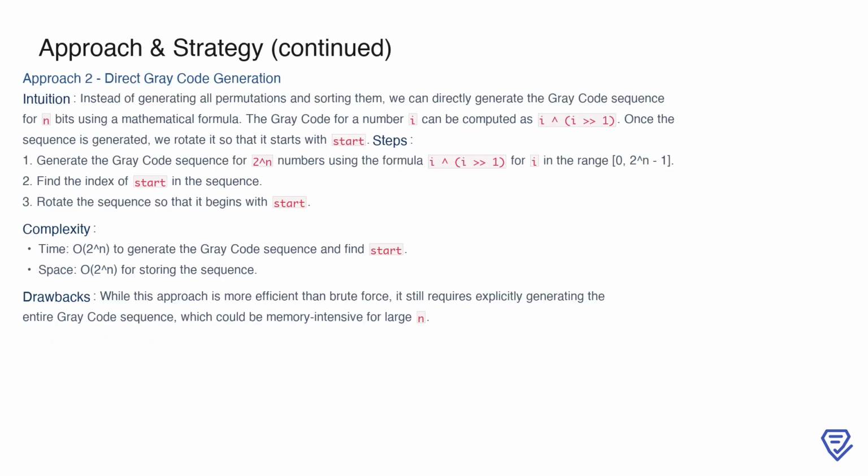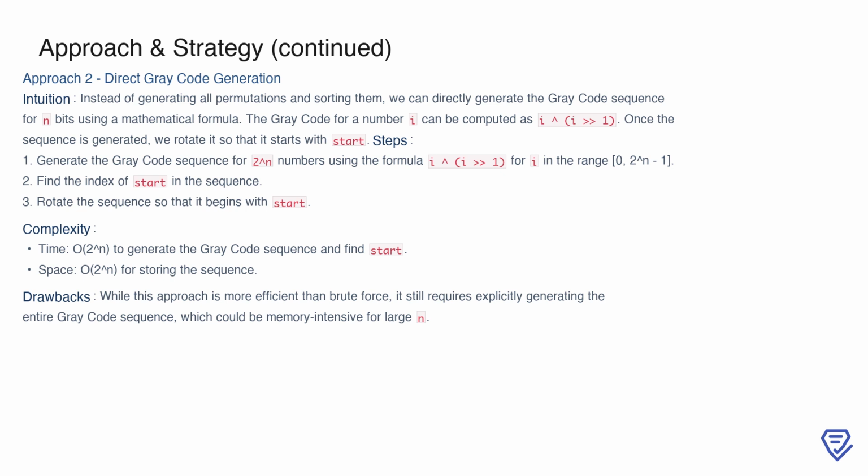A more efficient solution involves directly generating the gray code sequence for n bits using a formula. The key insight here is that the gray code for an integer i can be calculated as i XOR (i >> 1). With this formula, we can quickly compute the sequence for all 2^n numbers without needing to generate all permutations or sort them. Once the gray code sequence is generated, we identify the index of the start value and rotate the sequence to ensure it begins with this value.